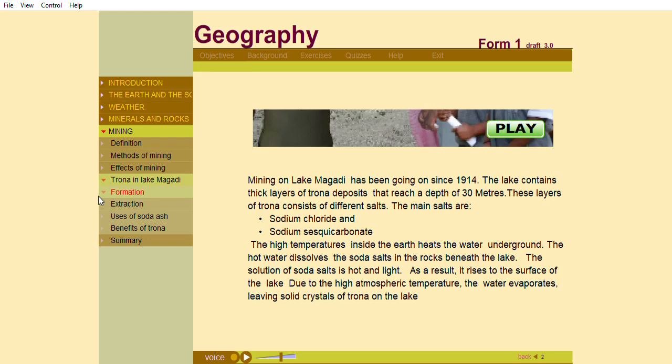The high temperatures inside the earth heat the water underground. The hot water dissolves the soda salts in the rocks beneath the lake. The solution of soda salts is hot and light. As a result, it rises to the surface of the lake. Due to the high atmospheric temperature, the water evaporates, leaving solid crystals of trona on the lake.